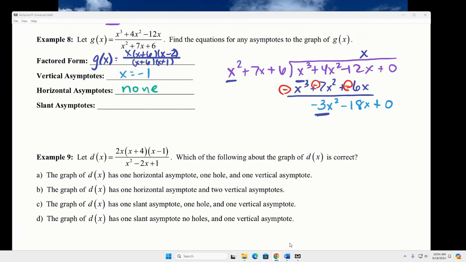All right, and then we're just going to do one part of the very last rotation, and it's just the division part. So what do you multiply x squared by to get negative 3x squared? Negative 3. And that is our slant asymptote.